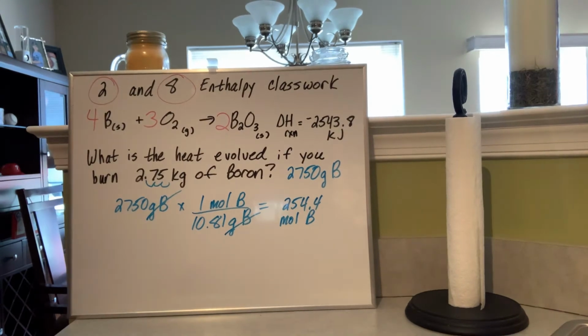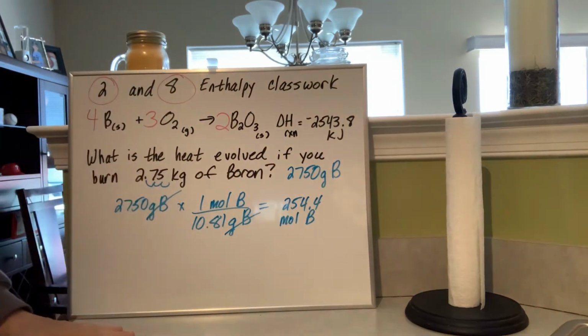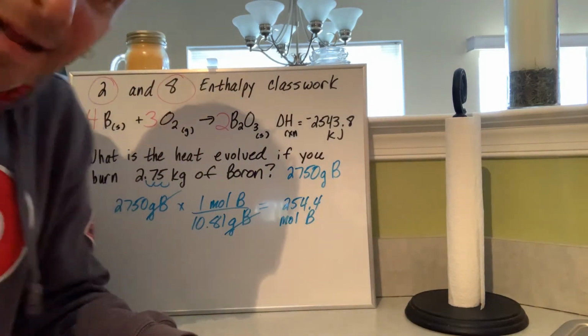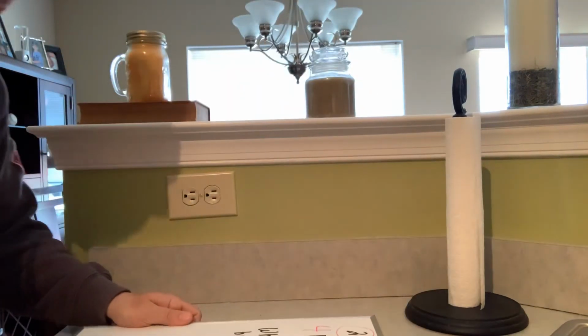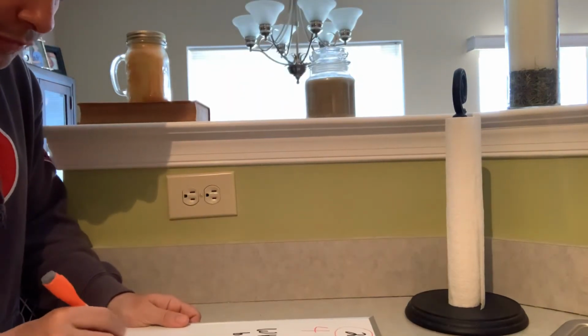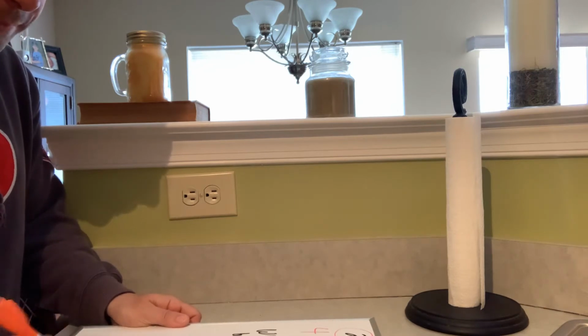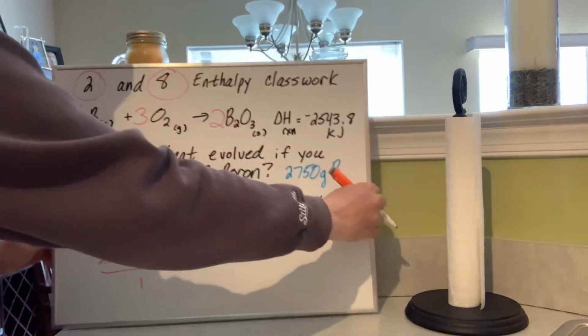All right, now let's figure out what we can do. We can say that it's this heat value for 4 moles, or you could divide that by 4 and multiply it by how many moles you have. I'm just going to do it this way because I already have it set up this way and it's going to be simple. So we got 254.4 moles of boron, right? I'll put that over 1, kind of like this.